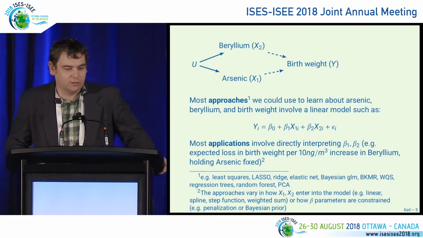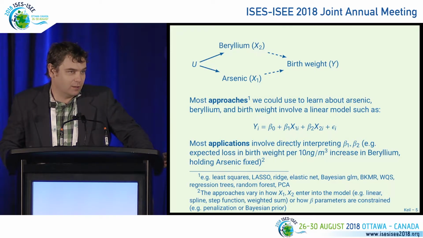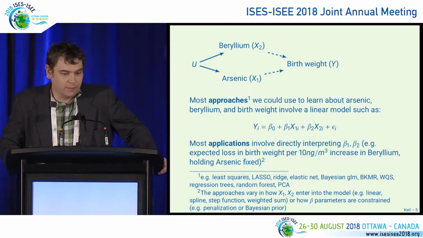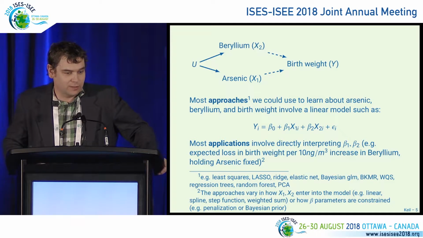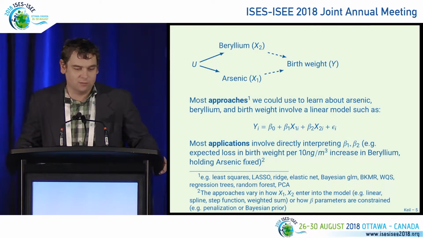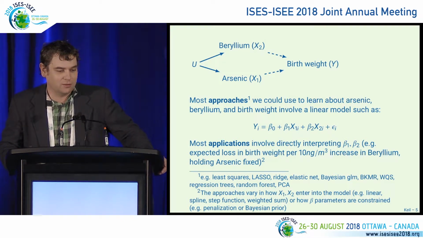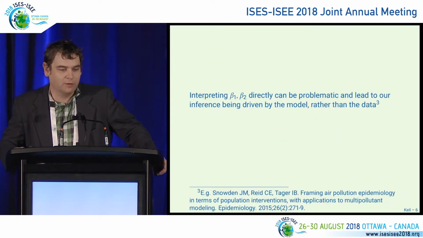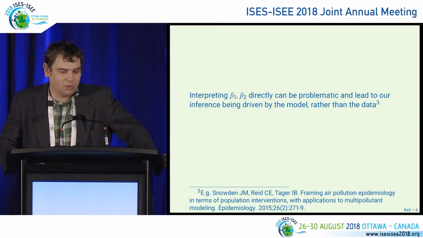Most approaches that we could use to learn about arsenic, beryllium, and birth weight involve something like a linear model. Or you could think of this as a logistic model if we were looking at, say, low birth weight. But the basic unit of analysis here is generally something like a linear model. Most applications involve directly interpreting beta 1 and beta 2. So the expected loss in birth weight per 10 nanograms per meter cubed increase in beryllium holding arsenic fixed. This is statistics 101 or linear models 101. The problem is, though, that interpreting beta 1 and beta 2 directly can be problematic and lead to our inference being driven by the model rather than the data.